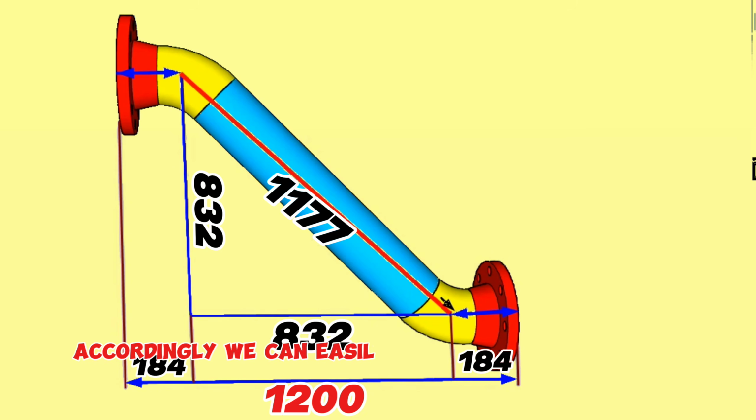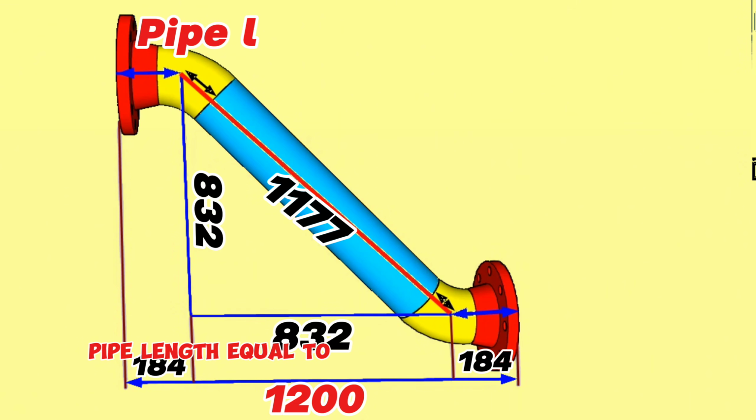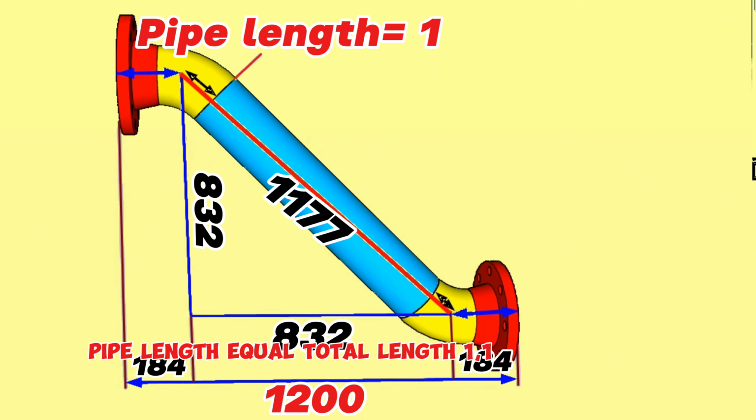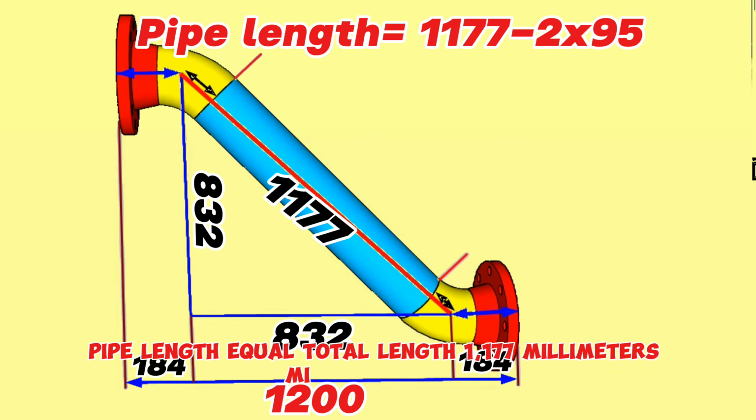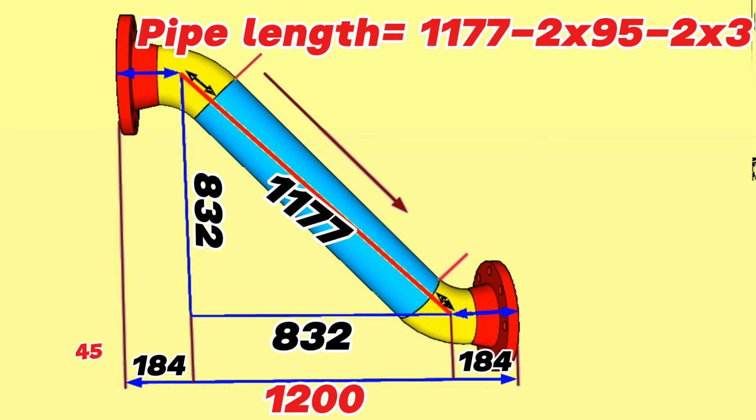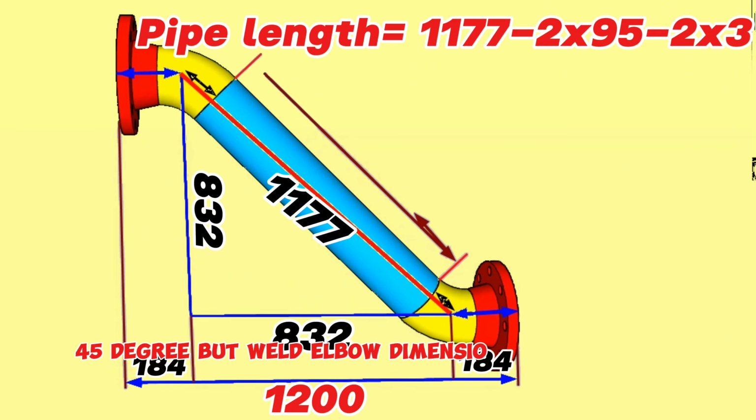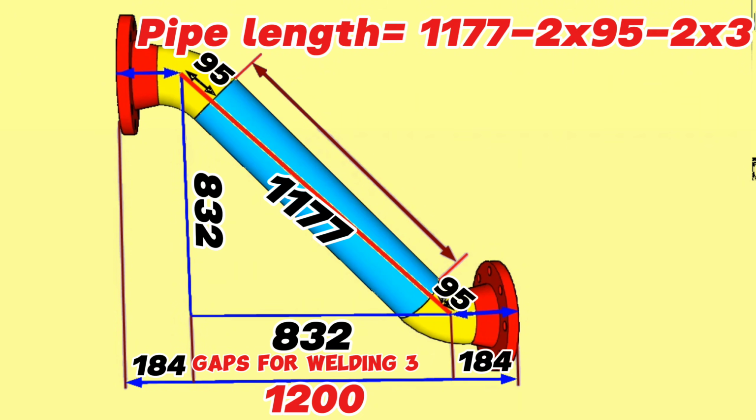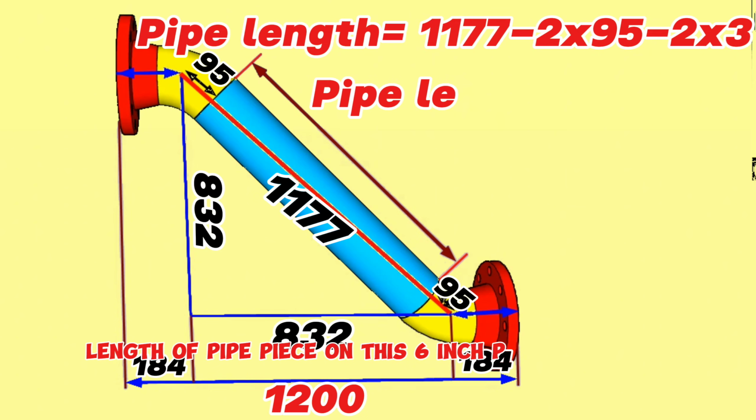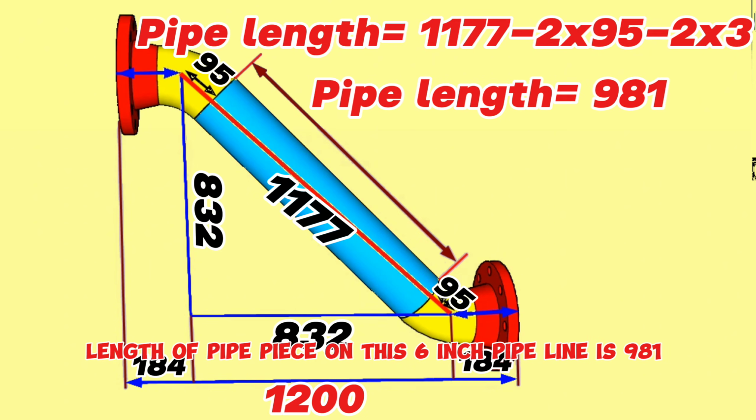Accordingly, we can easily calculate the length of the pipe segment between the elbows. Pipe length equals total length 1177 mm minus 2 times the 6-inch 45-degree butt weld elbow dimension 95 mm minus 2 times gaps for welding 3 mm. At last, we calculated and found the length of the pipe piece on this 6-inch pipeline is 981 millimeters.